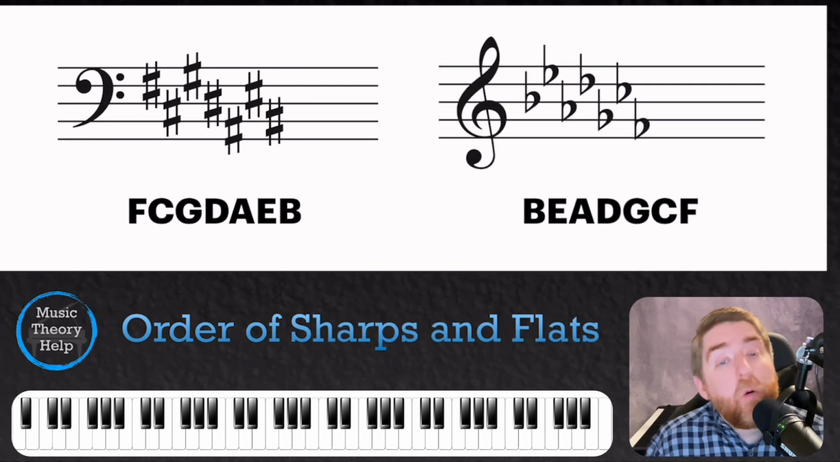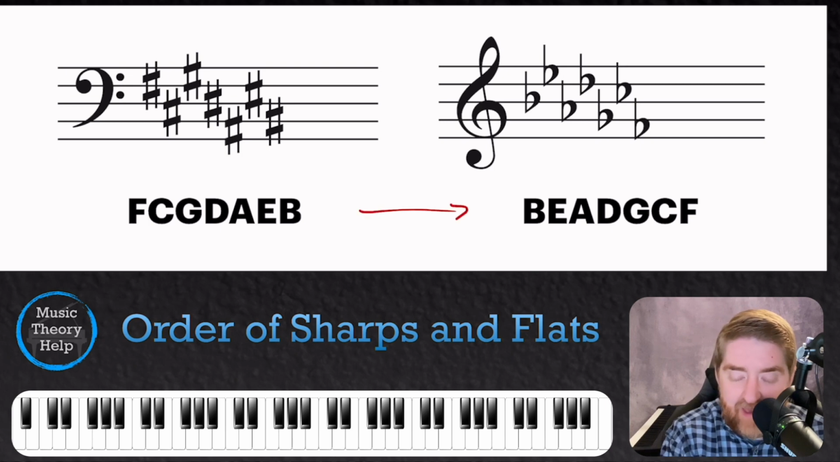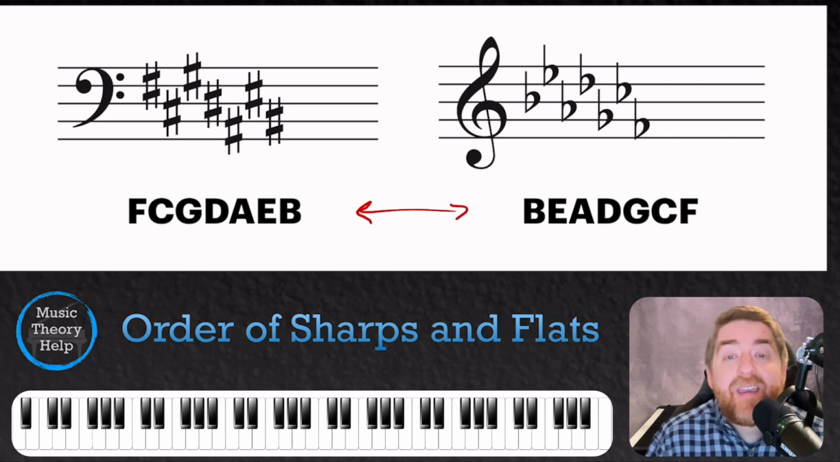Let's talk about the order of sharps and flats. For sharps, our order is F, C, G, D, A, E, B. Our sharps will always be written in that order. And the order of flats is exactly the opposite. We have B, E, A, D, G, C, and F.